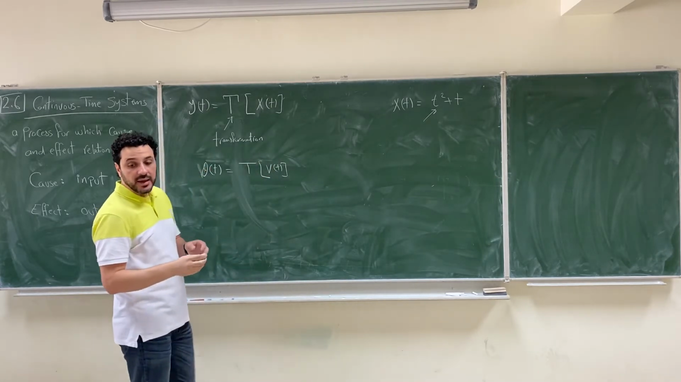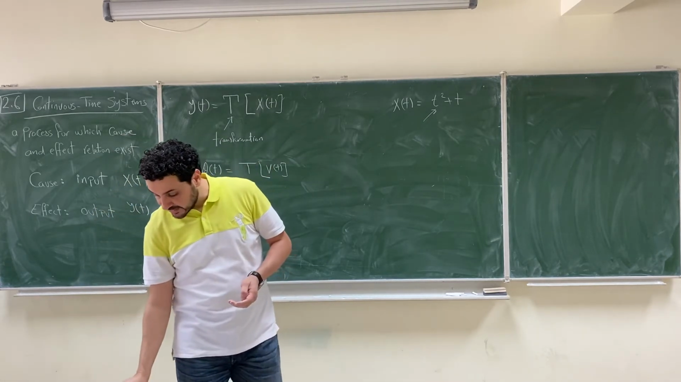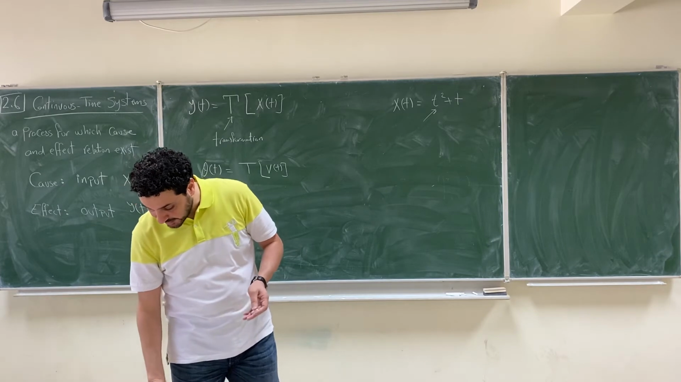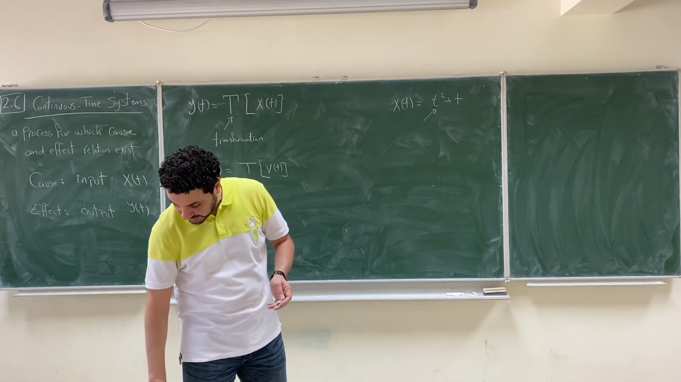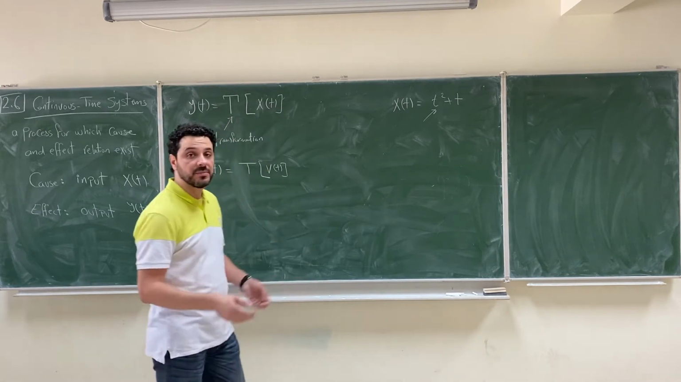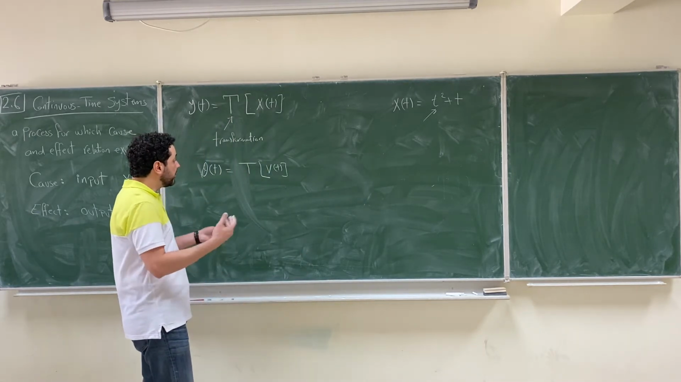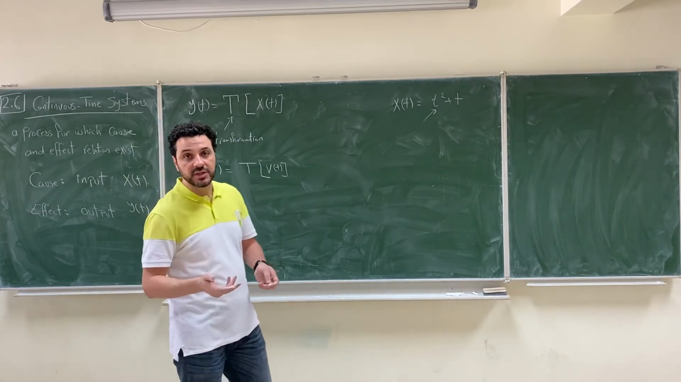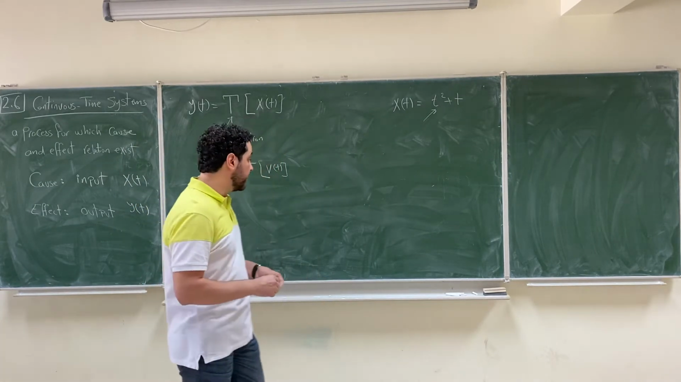There are many examples of systems, like also the amplifiers. If you talk about, for example, a voltage amplifier or a current amplifier or a power amplifier, all of them have an input and an output, and you can relate them.